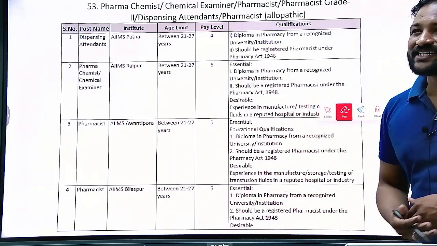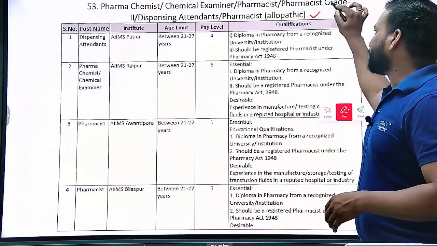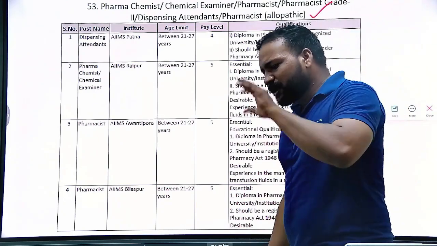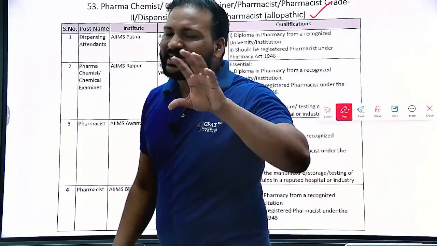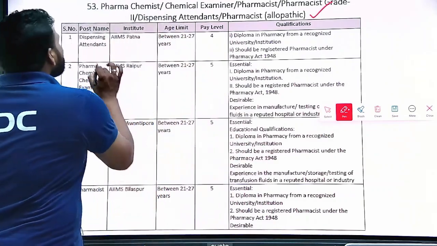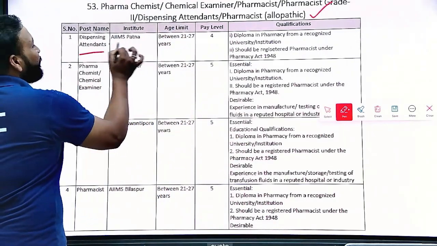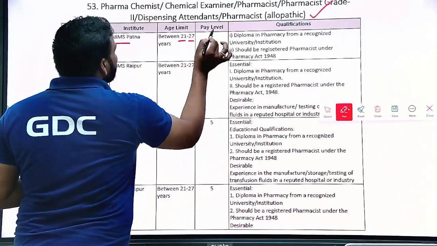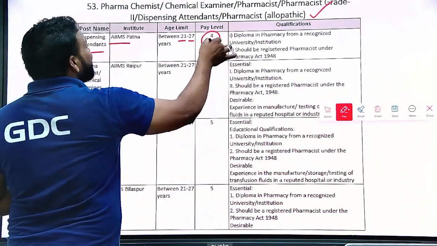And coming to the next specialization or next job, that is pharma chemist and chemical examiner, pharmacist grade 2, dispensing attendant, and pharmacist, which means allopathy. For the allopathic pharmacist and the dispensing chemist, maybe there is a slight variation in their requirements and criteria, but let us see. Okay. For dispensing attendants, especially in AIIMS Bhopal, they are seeking age limit of 21 to 27 years, and the pay level is fourth pay.